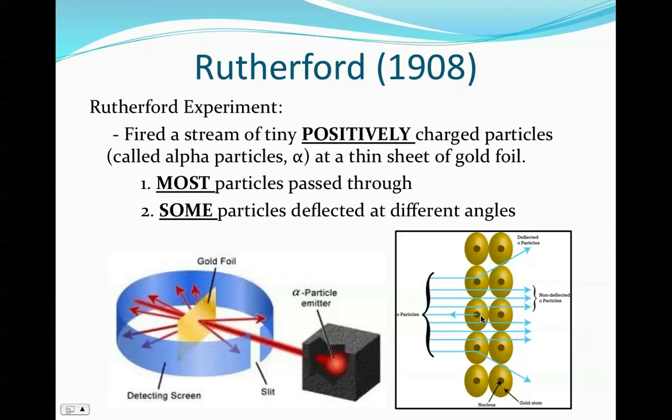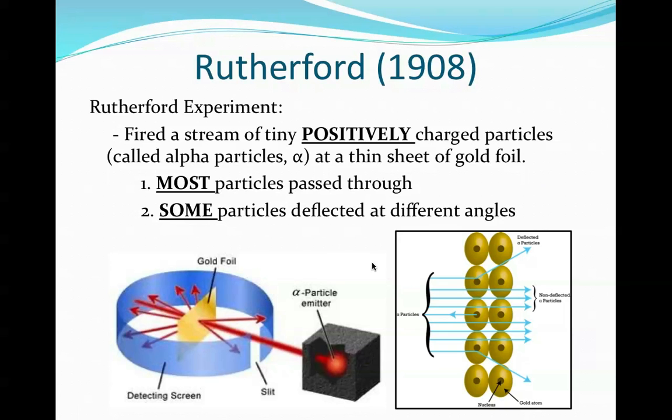This is huge. I would highlight this in your notes. This is something you absolutely have to know all about. In 1908, he fired a stream of tiny positively charged particles, which are called alpha particles, at a thin sheet of gold foil. Now, most of the particles passed through, but some were deflected at different angles.